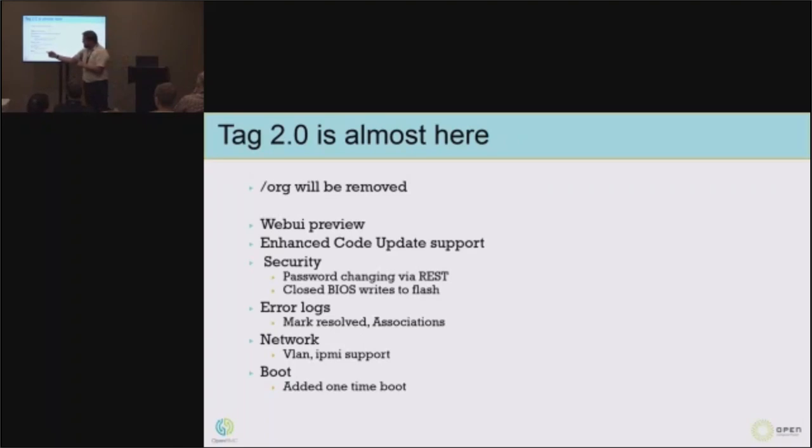That's good. VLAN we've added, and also the ability from IPMI to push network IP address changes, subnet mask, and all that stuff. And on the boot side, we had it only being able to change the boot, and then you had to manually change it again via REST, so we added one-time boot support. Those are some of the features coming in at 2.0. Some of them are there already, but it'll all get tagged together as 2.0, along with other things.